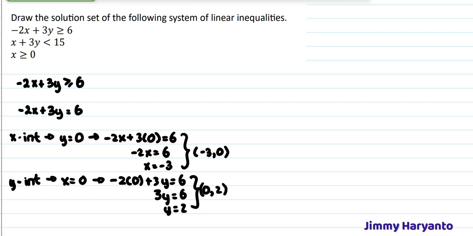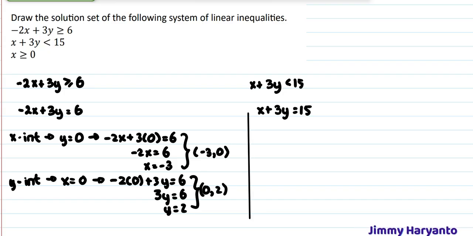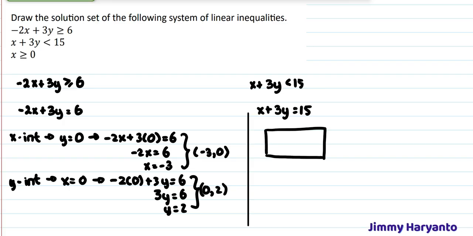Okay, so we have another one which is x plus 3y less than 15. This one is also a diagonal line, so you have to find the x-intercept and y-intercept. You can do it in a table actually to make it faster. x equals 0. When x equals 0, 3y equals 15. That means y equals 5. This is how you do it quickly.